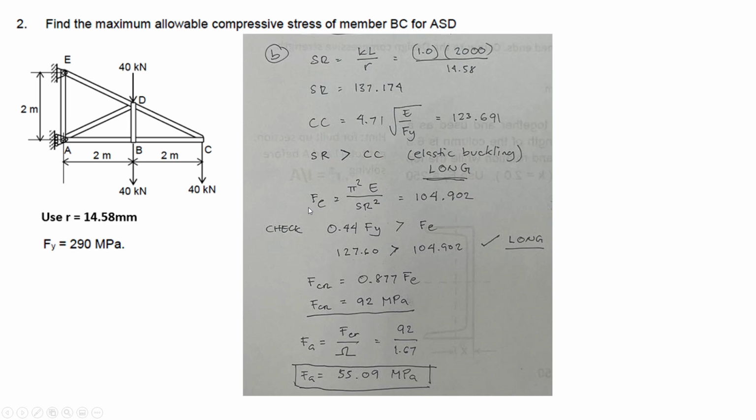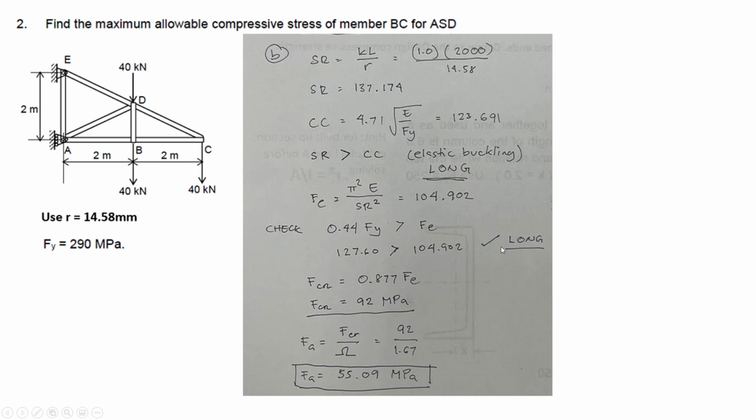Now, let's solve for Fe. Pi squared E over SR squared, and we have SR already, 137.174. Substituting values, we get Fe, the elastic buckling stress, 104.902. Now, let's check. If 0.44 Fy is less than Fe, then it is truly a long column. Substituting values, 0.44 times Fy 290, we have 127.6. Yes, it is greater than the 104 of Fe.